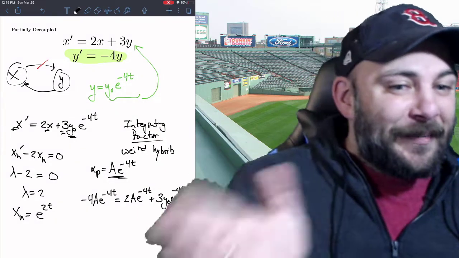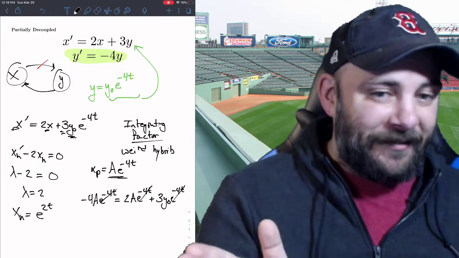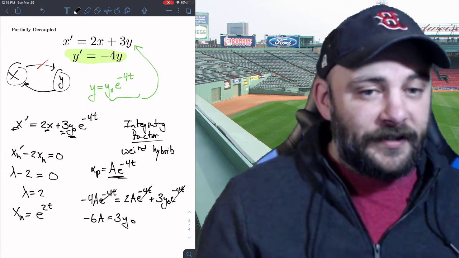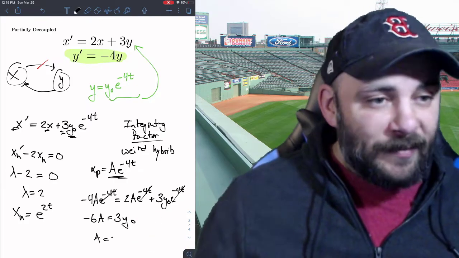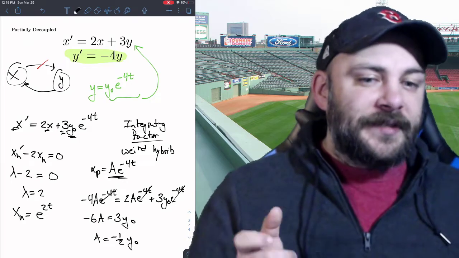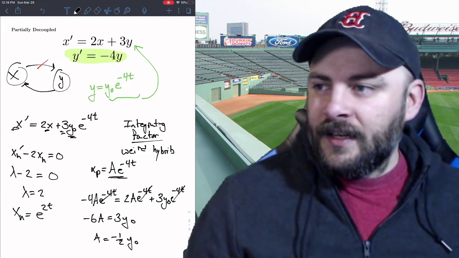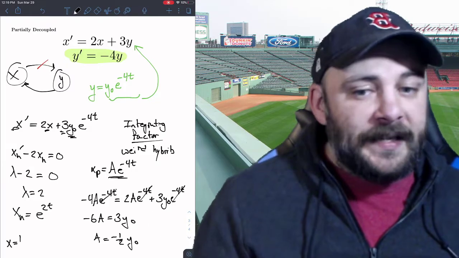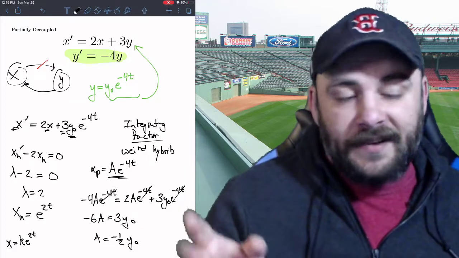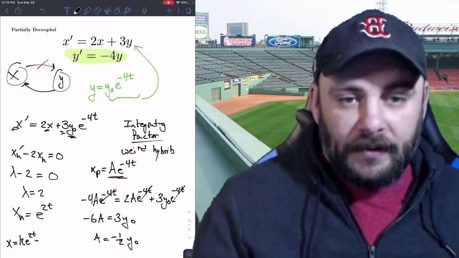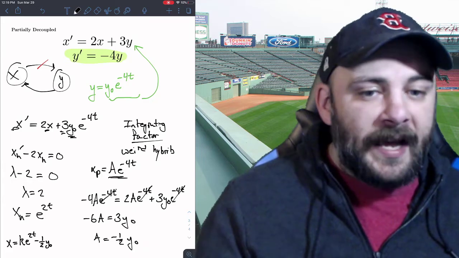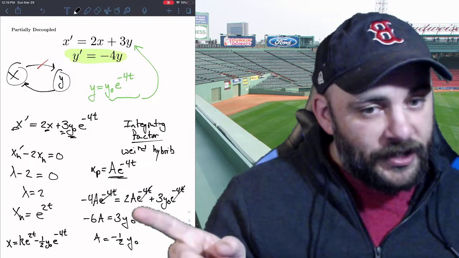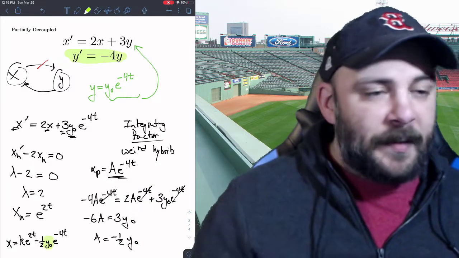Okay, great. Everybody in that equation has an e to the negative 4t, so get rid of it. Let's go ahead and move the a over because a is what we want to solve for. A is that unknown coefficient that we're determining. So negative 6a equals 3y naught, which is a number. And so a equals negative 1/2 y naught. So that gives us a particular solution in this case. So x equals k e to the 2t, I'm writing the general solution down, minus 1/2 y naught e to the minus 4t. And that's my general solution because it's the general homogeneous equation solution plus my particular solution.